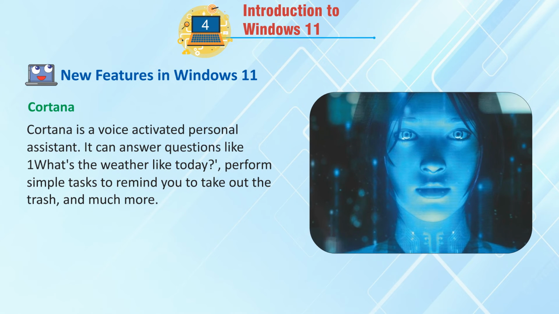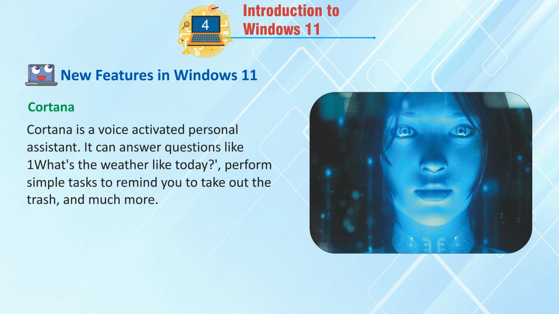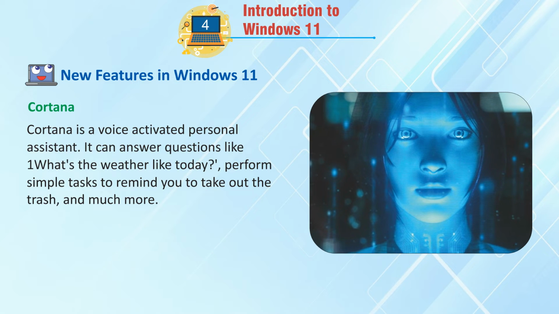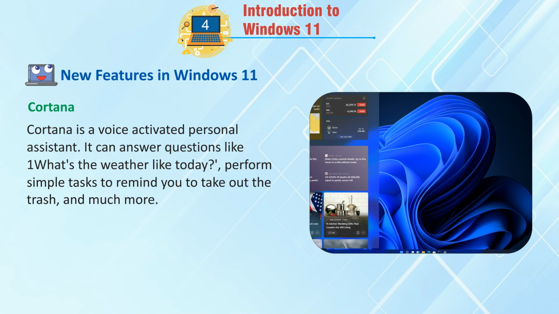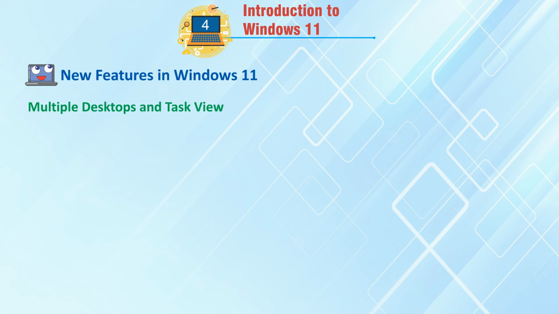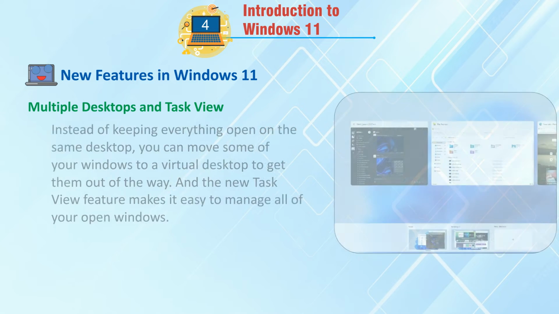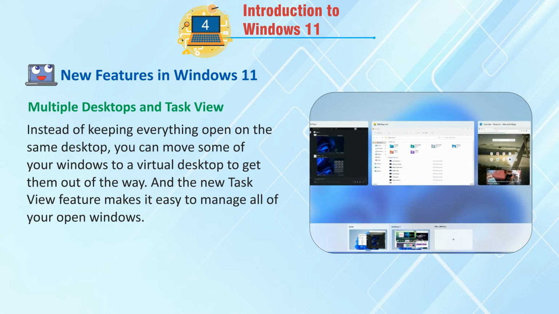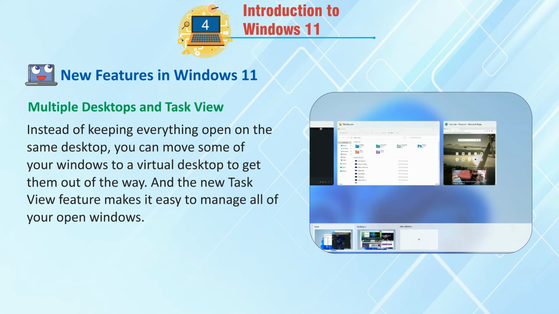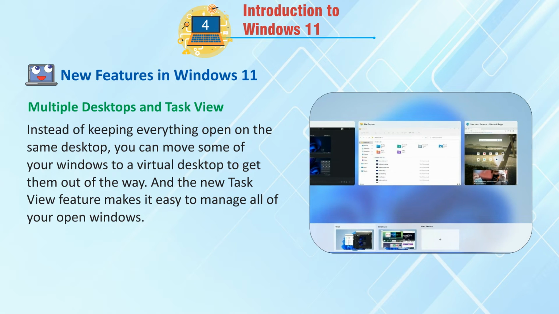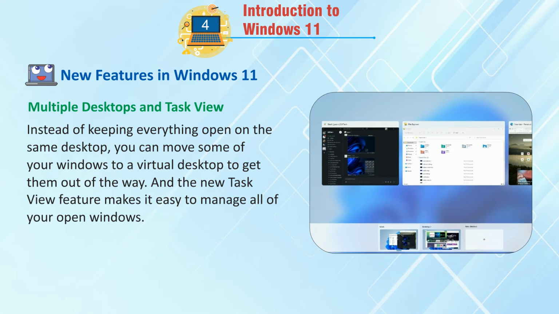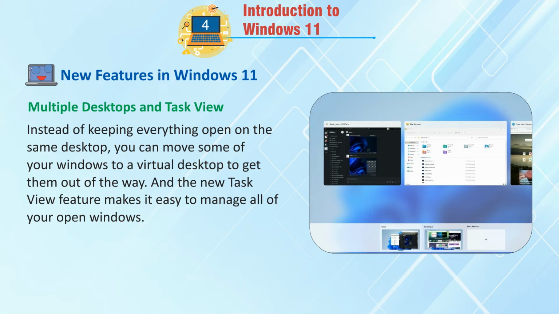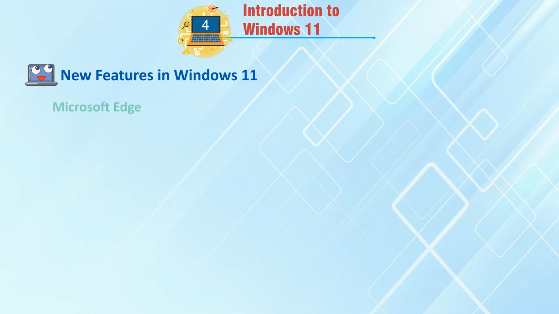Cortana. Cortana is a voice-activated personal assistant. It can answer questions like, "What is the weather like today?", perform simple tasks, remind you to take out the trash, and much more. Multiple desktop and task view. Instead of keeping everything open on the same desktop, you can move some of your windows to a virtual desktop to get them out of the way. And the new task view feature makes it easy to manage all of your open windows.